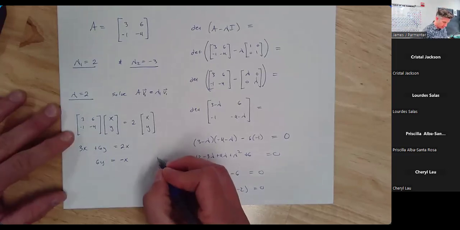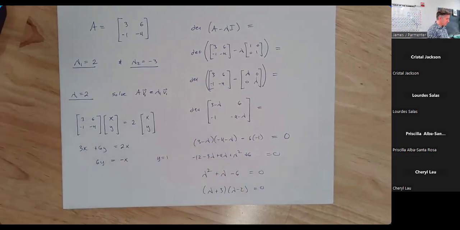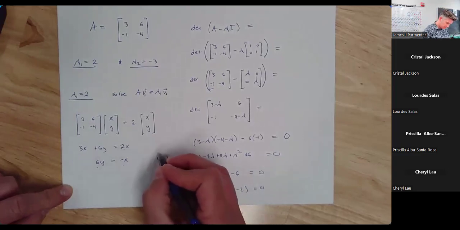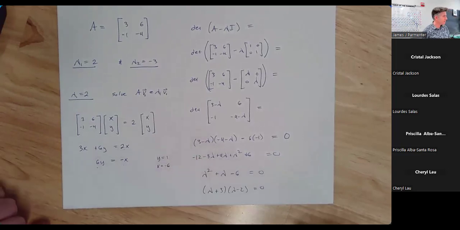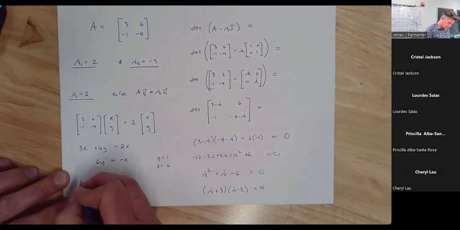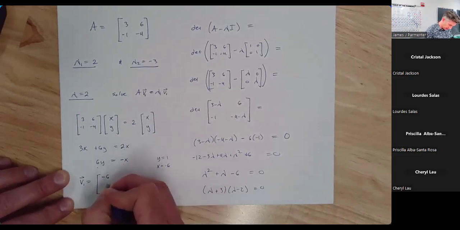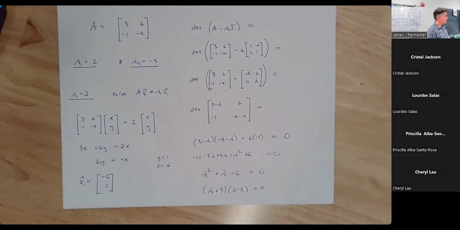If y equals 1, what does x have to be? Well, y equals 1. 6 times 1 is 6. If negative x equals 6, then x has to be negative 6. So here's my eigenvector. My eigenvector is the vector x is negative 6, y is positive 1. That is one of a literal infinite number of choices that would be correct.